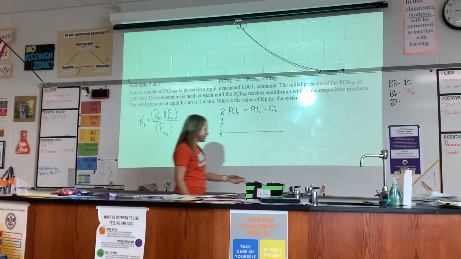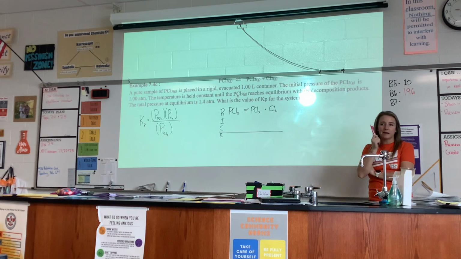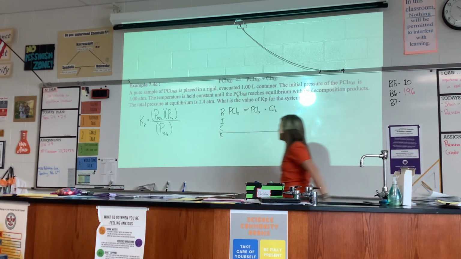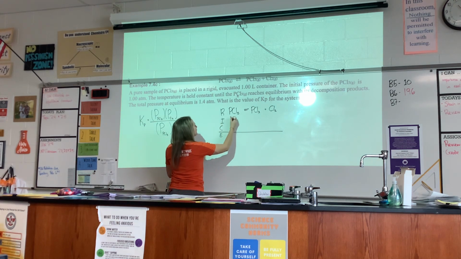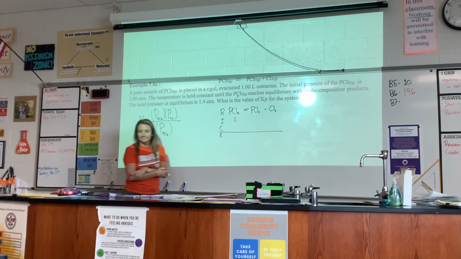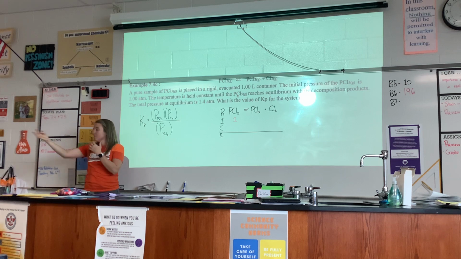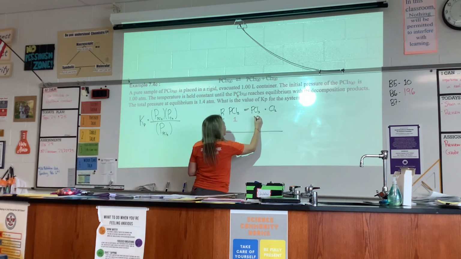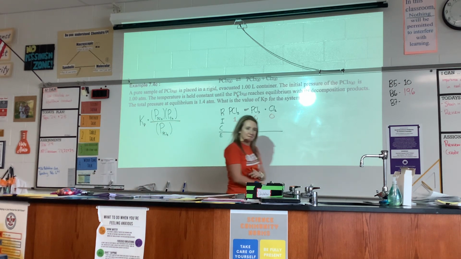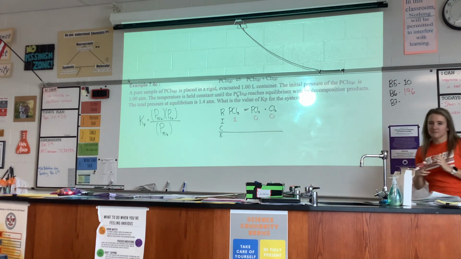All right, red marker, initial. What do I know initially that I can plug into here? Where do I put it, Marissa? At the initial for PCl5. Good, so I know that this is 1. And then we can do the in between the line ones that says they didn't tell us anything, those must be 0.